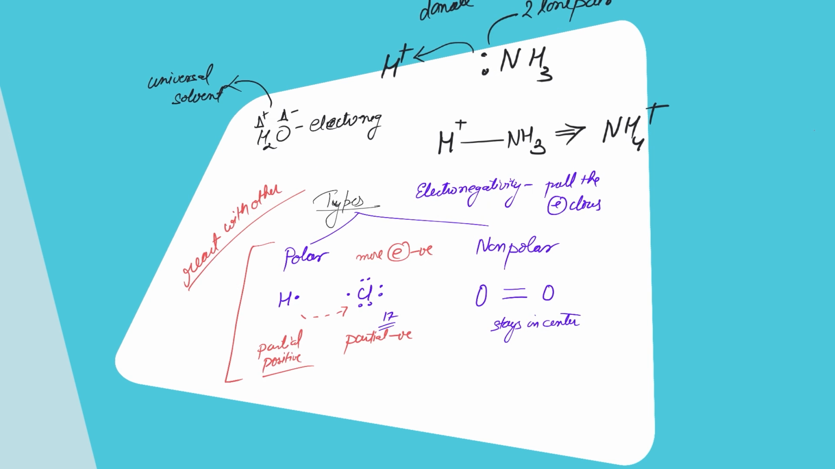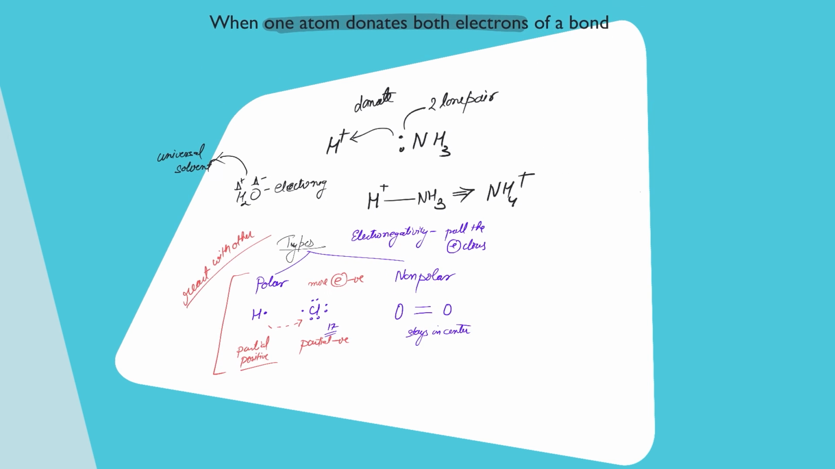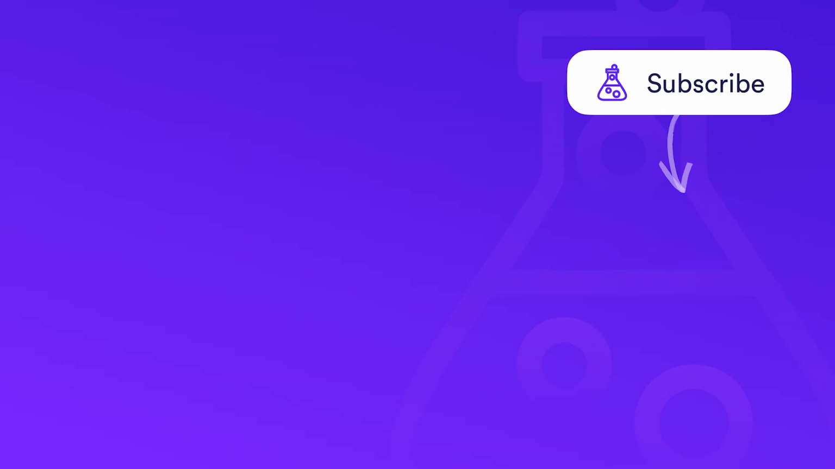So in today's class, in this series, we talked about covalent bonds, we talked about the coordinate covalent bond, and we also talked about the types of covalent bond. I hope this helped you understand the topic.